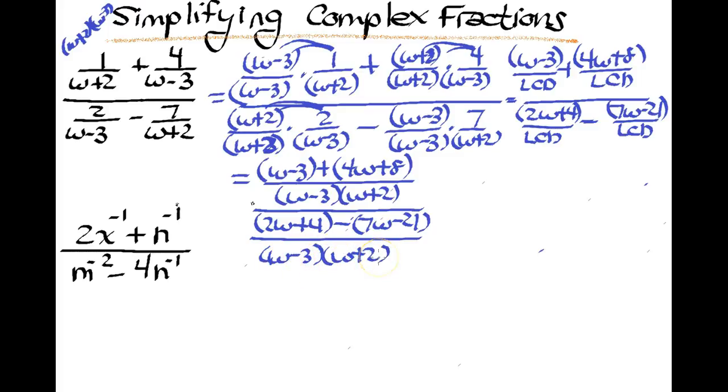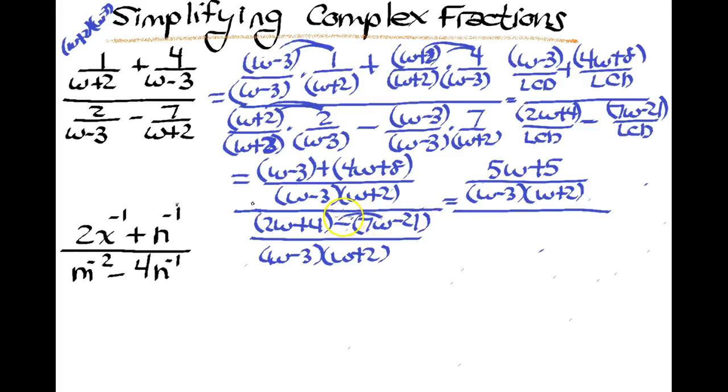Okay, so in the numerator, we have a positive 1 in front of both of those, so we don't really need parentheses, so we're just going to add like terms. We have 5w plus 5 over w minus 3, w plus 2. And now remember, we have to distribute this negative. So we have a negative 7w plus 21. So when we combine like terms, we have 2w minus 7w, which is minus 5w. Here we have 4 plus 21, which is a positive 25. And that's why we need parentheses, or we forget to distribute.